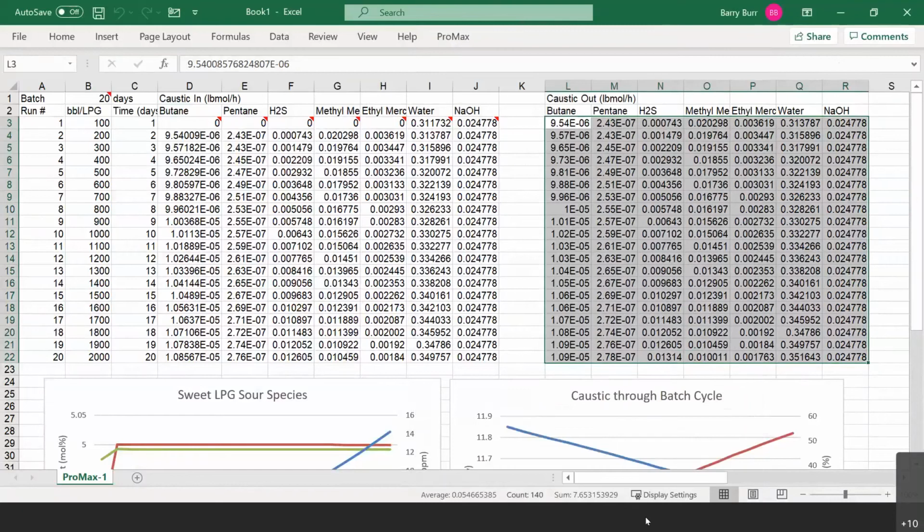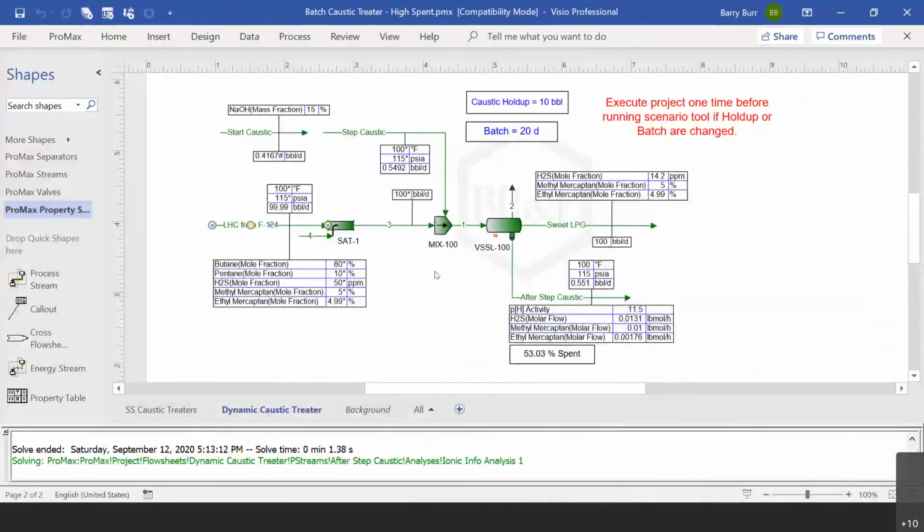Let's get back to the ProMax view. Once you get your composition defined, you're going to set your flow rate and conditions of your hydrocarbon feed. I should have put the blue user input fields on this hydrocarbon input. I should have done that for this flow rate and the temperature and the pressure, but I forgot.